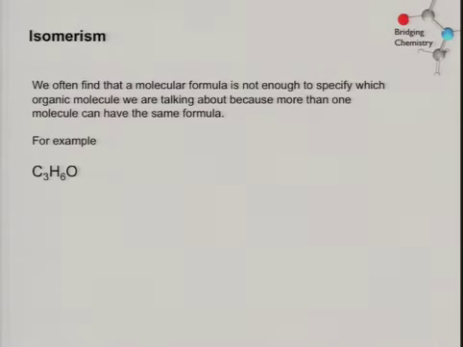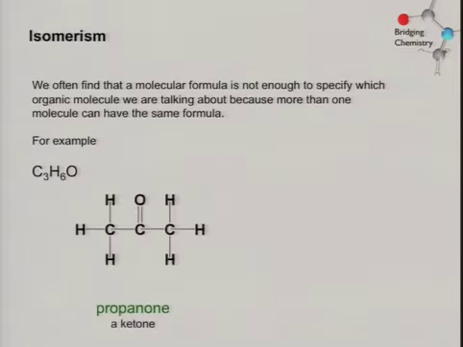So for example, if we said that the formula for some molecule was C3H6O, and we might have done this by using mass percentage data to work out an empirical formula, we did this stuff back in the first week of lectures, yeah? We might work out that that's the formula, then that's not going to completely tell us what the molecule is, because the molecule could be this one. This is a molecule that has that formula.